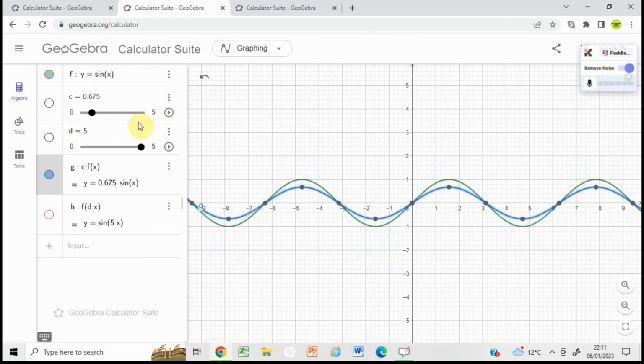If we can see, when the value of c is less than 1 but greater than 0, actually the graph is shrinking. Again, it's the same impact. To keep it simple, multiply the y coordinates by the value of c, and the x coordinates remain the same.